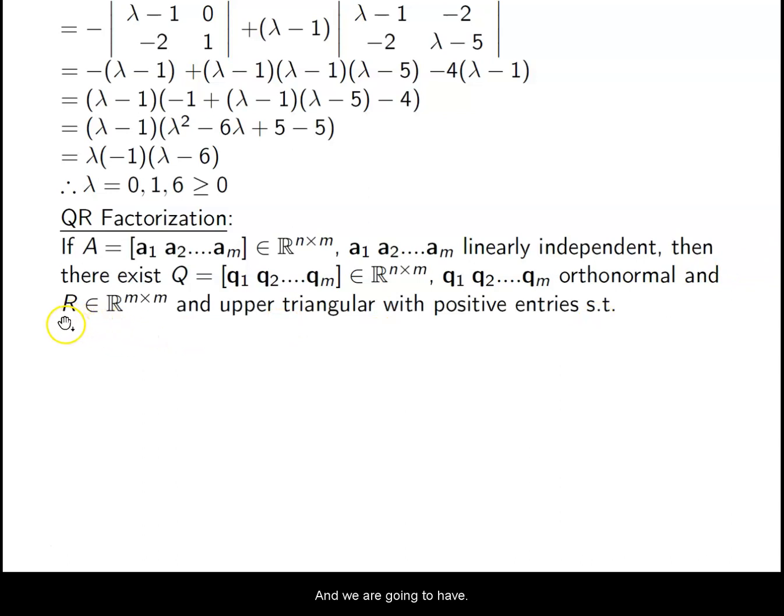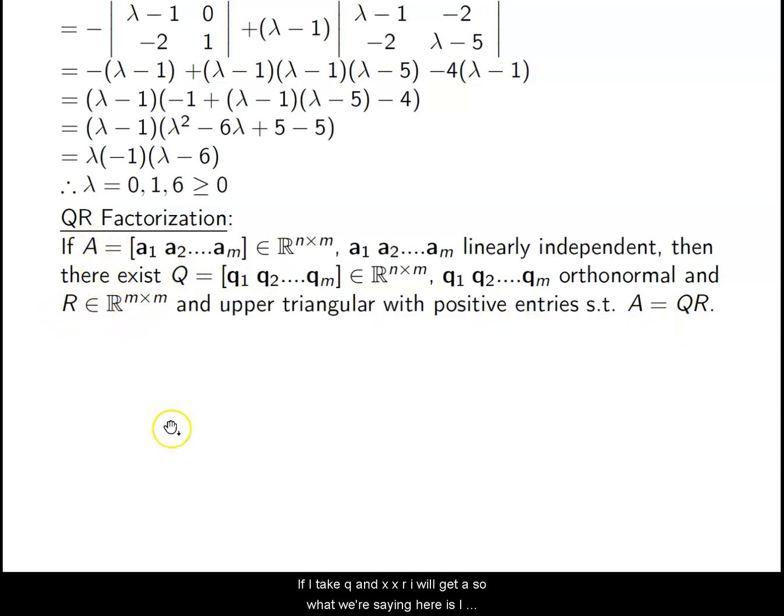And we are going to have a matrix R that is square and upper triangular. So your diagonal is going to have entries, and then everything above it is going to have entries. All of those entries are going to be positive. And if I take Q and multiply it times R, I will get A.